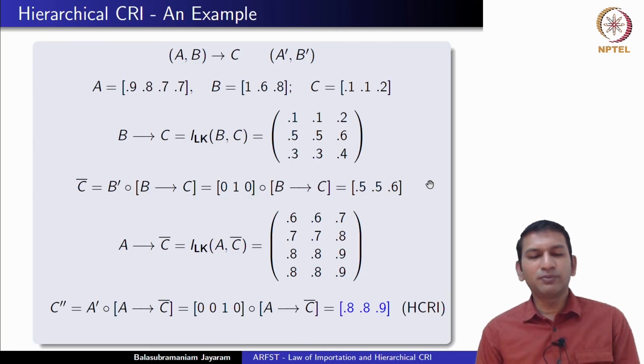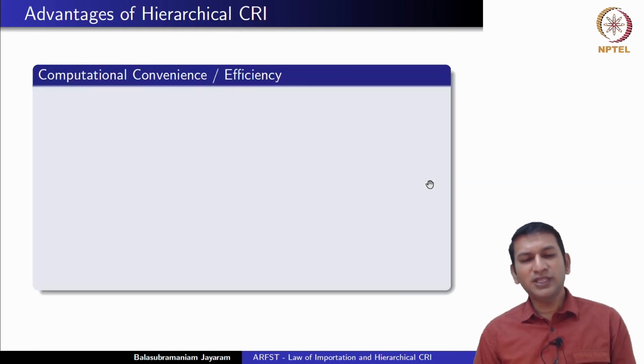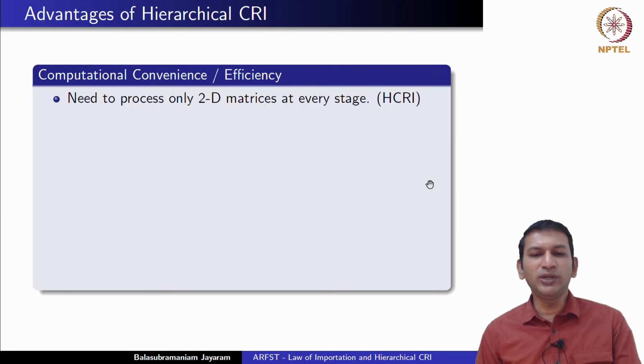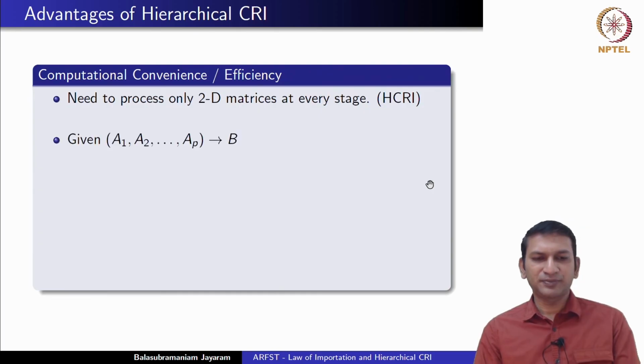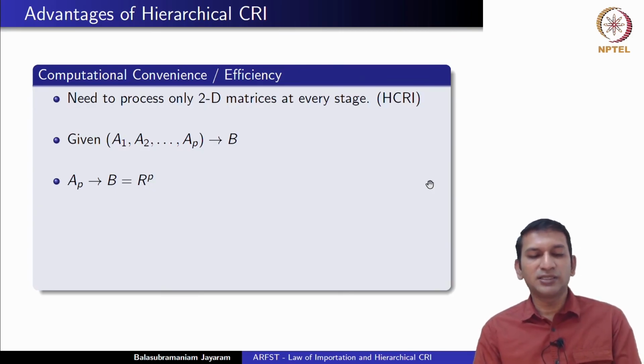Not only that, there are very many advantages. The first advantage is we need to process only 2D matrices at every stage, because we are only considering one consequent and one antecedent. So even if you have p-dimensional antecedents, at any point of time we are only taking A p with B, we get an R p, then we compose A dash with this R p and get a new, say, C1, then we will take A p minus 1 and that B1 or C1, consider them as the antecedent and the consequent, and get the relation. And then given A p minus 1 dash as the input, we compose it and we go on and so forth.